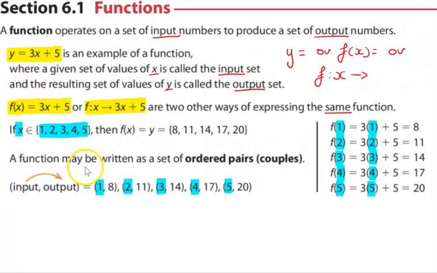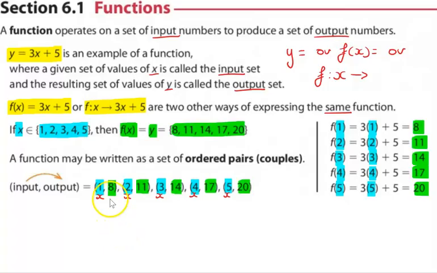A function may be written as a set of ordered pairs or couples. So the x comes first inside a set of brackets, the input comes first, then a comma, and then the output comes second. So the y value comes second. So for example, (1, 8), (2, 11), (3, 14), (4, 17), and (5, 20). I've highlighted in blue all the x values. They were our inputs. So I'm labeling each of those blue numbers as x. And I've highlighted here in green our outputs, and I'm going to label each of those as y.